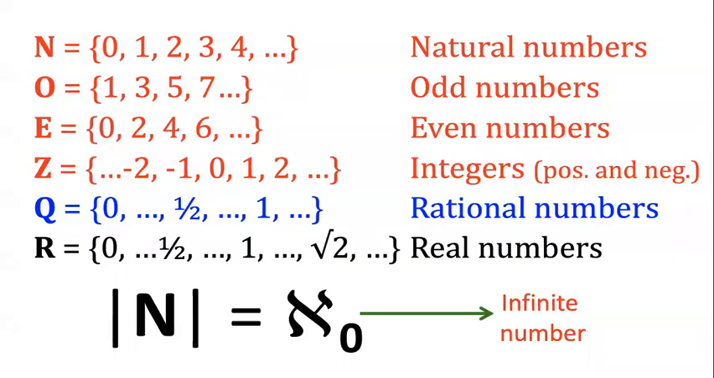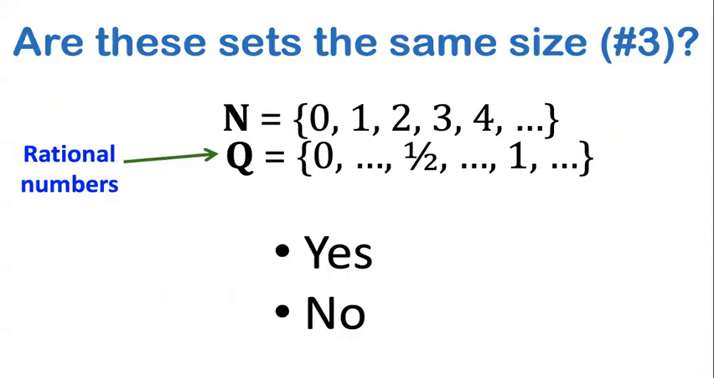Hi, folks. In past videos, we talked about the infinite size of the natural numbers, the odds, the evens, and the integers. In this video, we're going to look at the infinite size of the rational numbers. What we want to know is whether or not this is the same size as the natural numbers, whether it's aleph naught as well. So here's the question for you. Are these two sets the same size? What I want you to do is pause your videos and try to decide if you think the answer is yes or no.